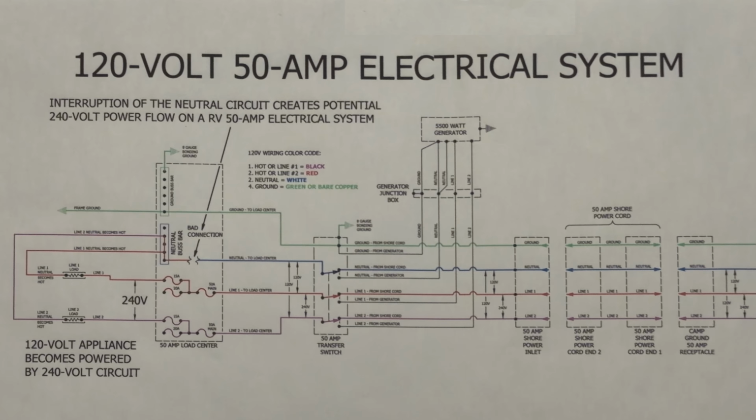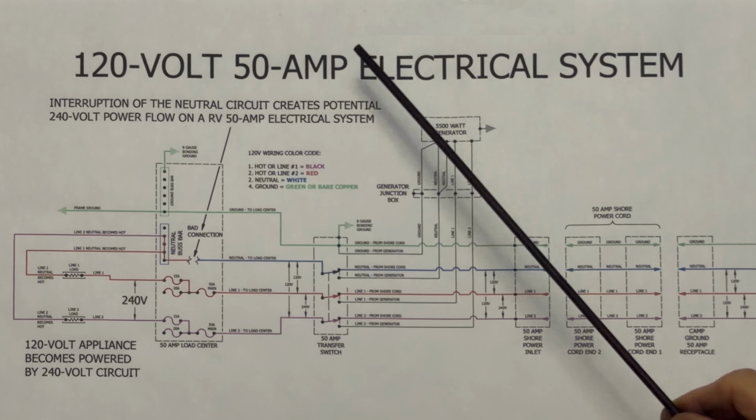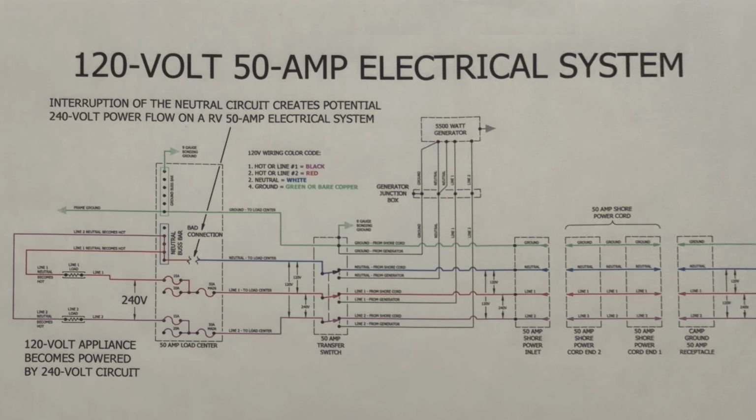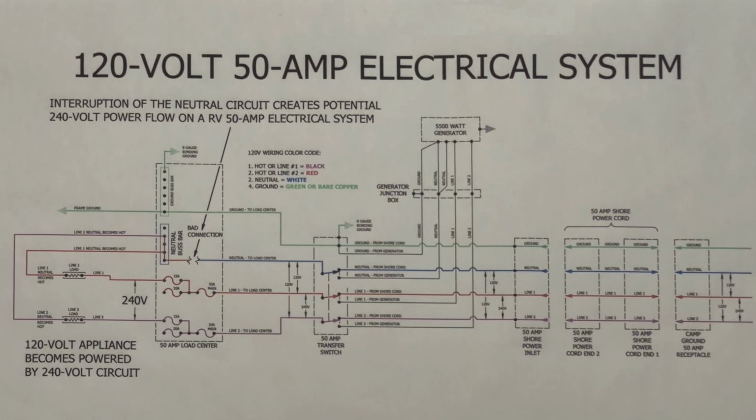In this video, we're going to talk about the RV 50 amp electrical system, and what can happen when things go wrong. In particular, this time we want to talk about the neutral wire connection that comes all the way from the campground power post, through your connection at the campground, through your power cord, through your shore inlet on the side of the trailer.